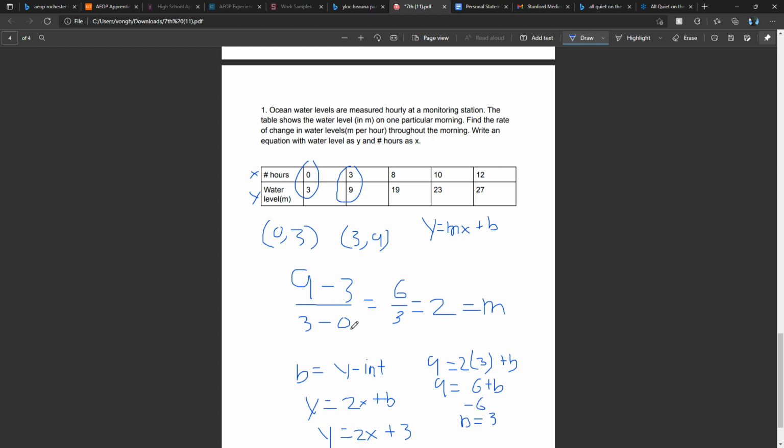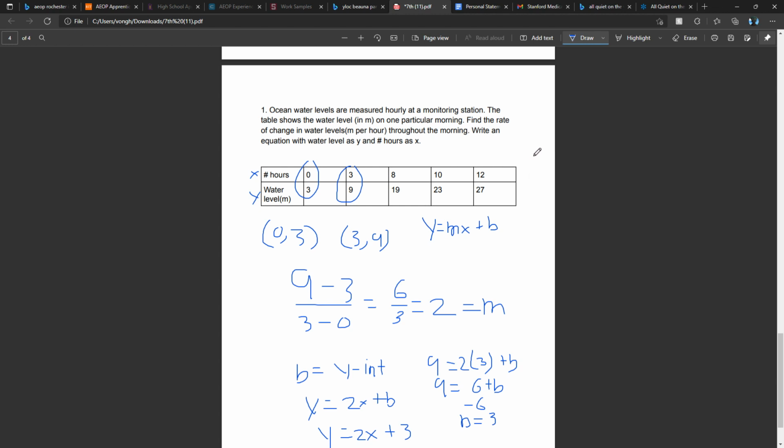The ocean levels are measured hourly at a monitoring station. The table shows the water level in meters on one particular morning. Find the rate of change in water levels throughout the morning. Write an equation with the water level as y and the number of hours as x. So we defined our variables: the number of hours is x, and the water level is y.